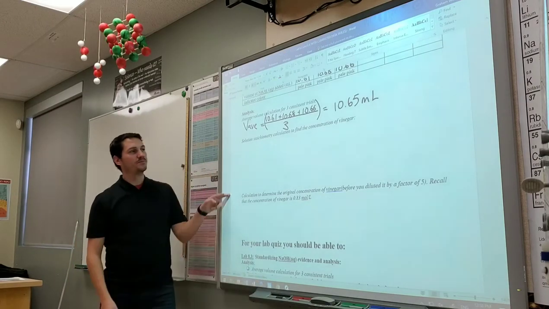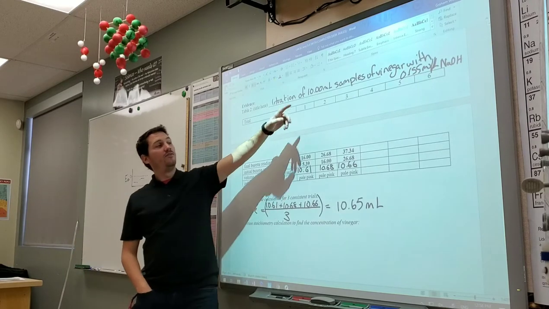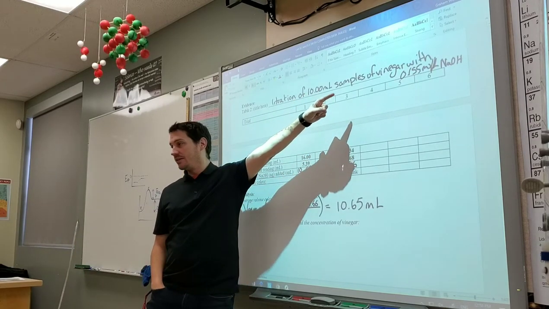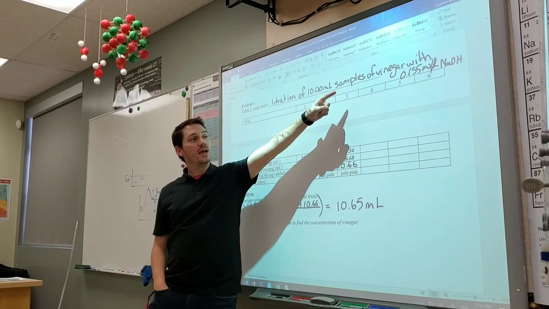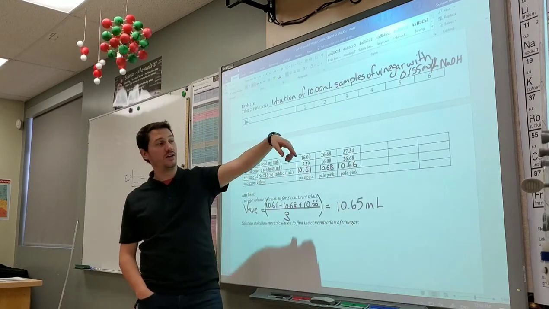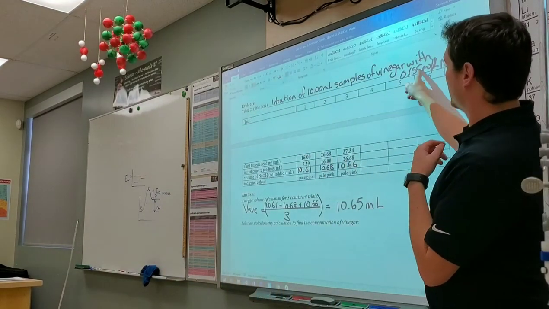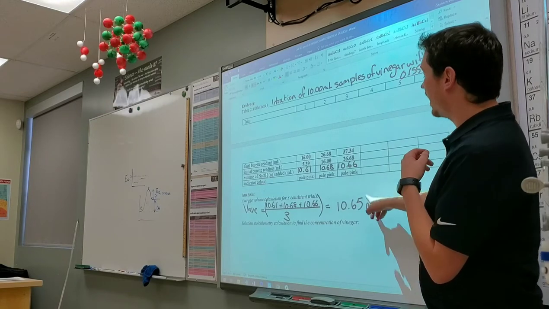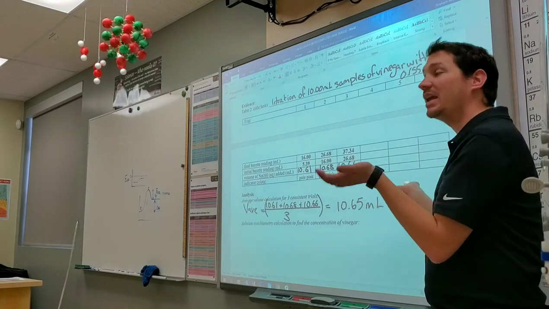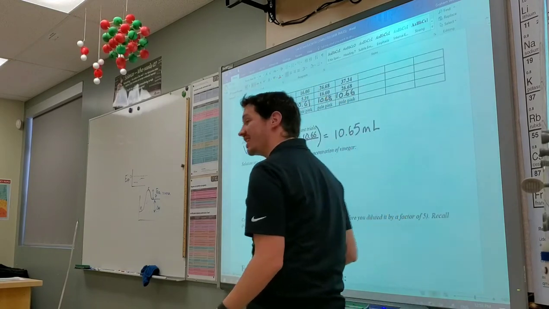Let's think about this. Do we have a volume for our vinegar? Yes. And we want the concentration of vinegar. In order to get concentration of vinegar, we need the concentration of sodium hydroxide and the volume of sodium hydroxide. We have all of those things, right? This is the exact same reaction that's in your notes.